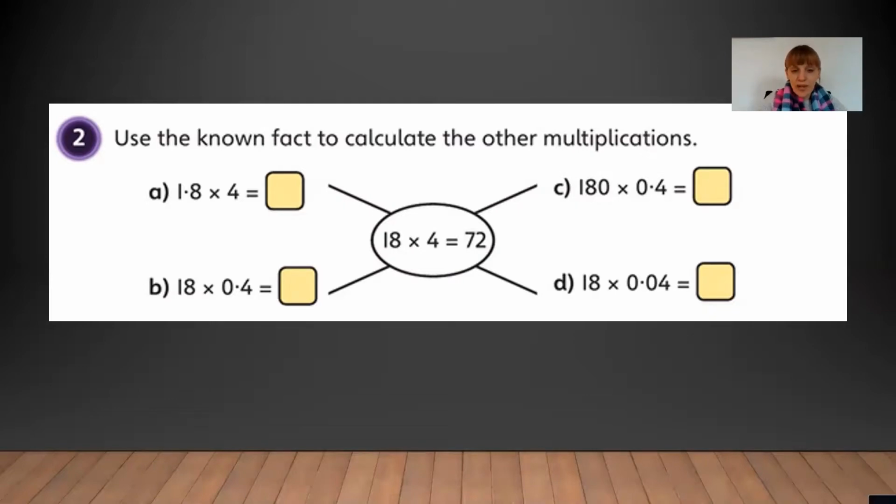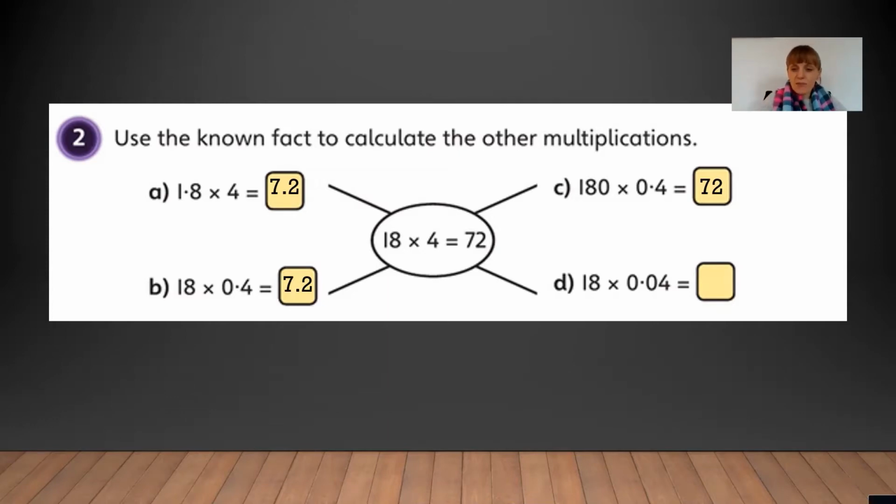All right, so I hope you've got on okay. So part A, we can see that the 1.8 is 10 times smaller, so the answer will be 7.2. Part B has 4 being 10 times smaller from our known fact. So again, the answer will be 7.2. Part C is a little bit like one that we did in the Fab 4 warm-up. The 18 is now 10 times larger, but the 0.4 is 10 times smaller. So our answer is going to be 72, the same as our known fact, because there's been a compensation, bigger on one side and smaller on the other, so it's balanced out.